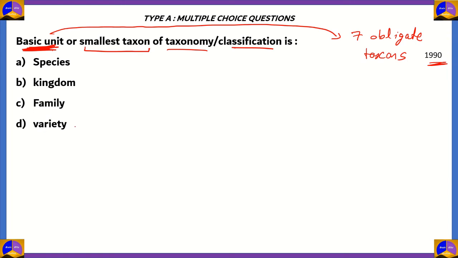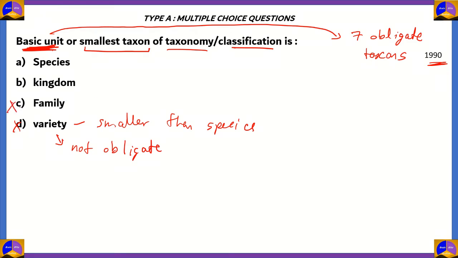Option D says variety, and variety is a taxon which is smaller than species. But the thing is, variety is not basic, and also it's not obligate. So that means option D is incorrect. Option C, family, is a collection of genuses, so it's not the smallest. That's incorrect. Kingdom is the largest, so therefore it's definitely not the basic unit, so option B is incorrect.